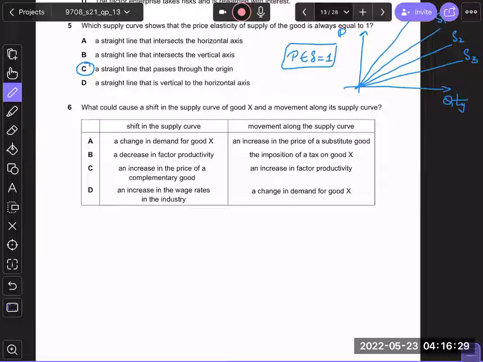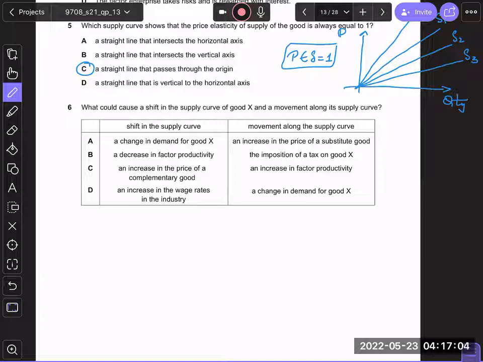Change in the demand, a decrease in factor productivity, an increase in the price of a good, of a complementary good, and an increase in the wage rate. And for movement along the curve, we have an increase in the price of a substitute, the imposition of a tax on the good, an increase in the factor productivity, and D, a change in the demand for the good. Because a change in the price of a substitute will affect the demand.